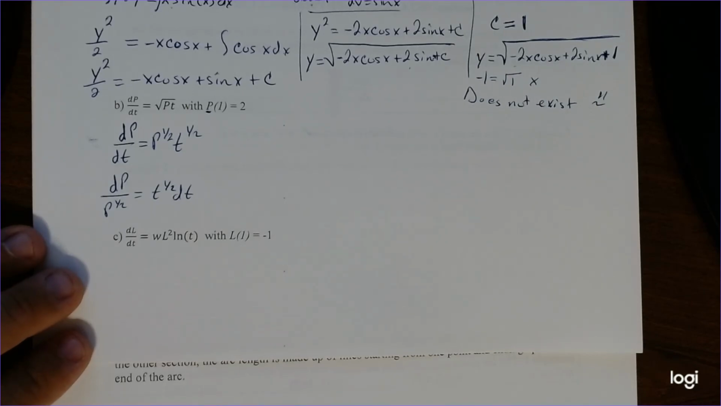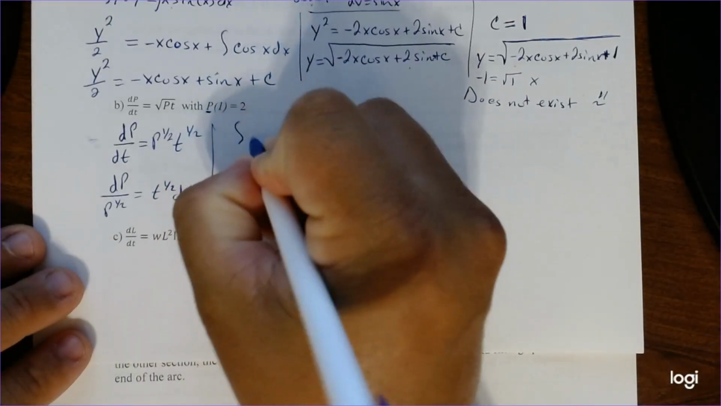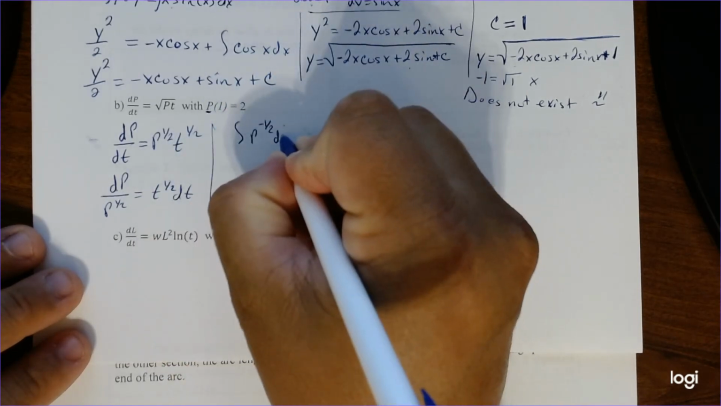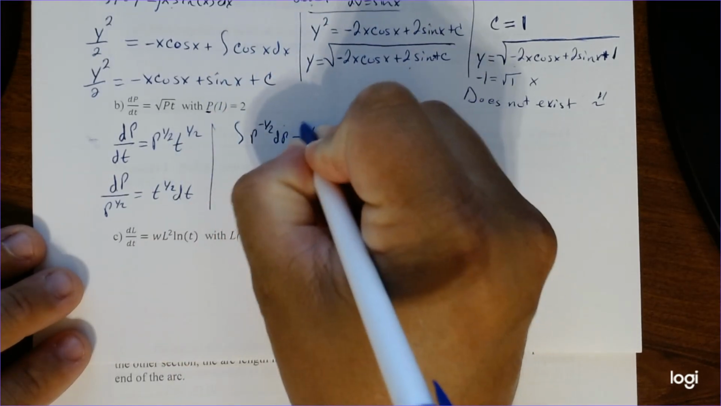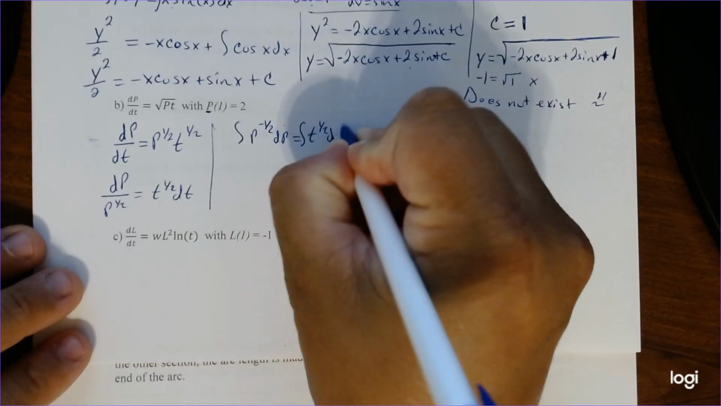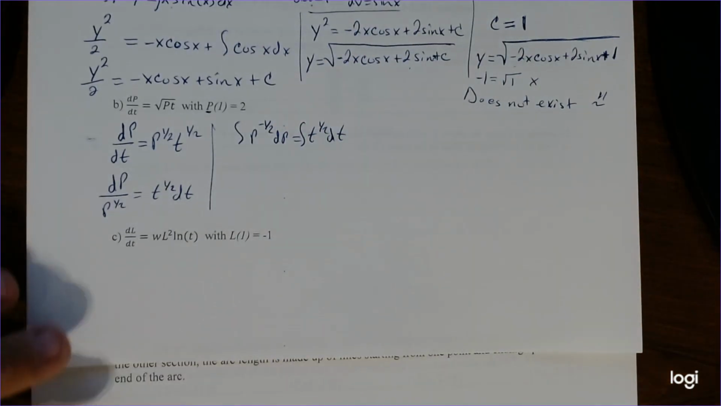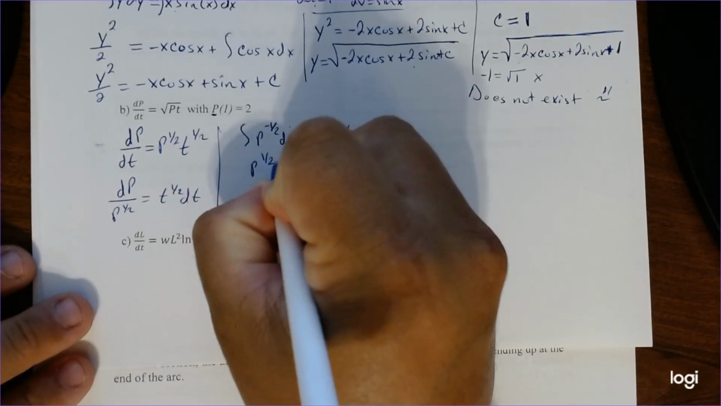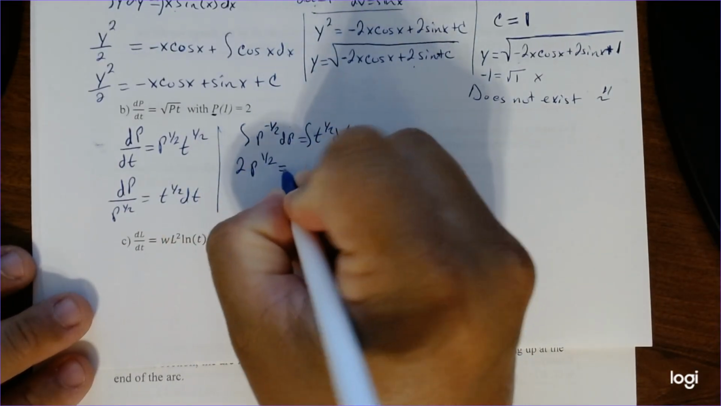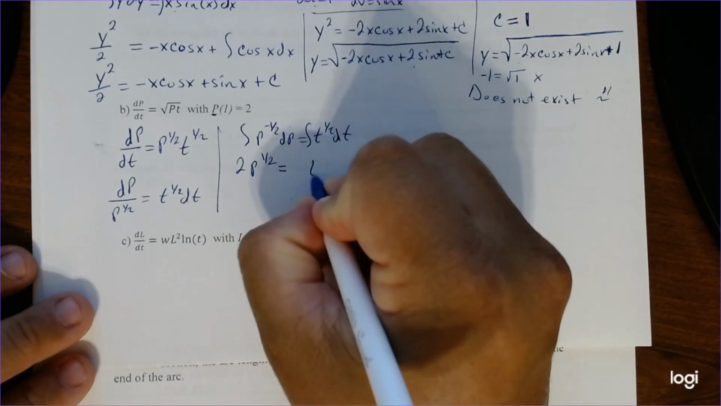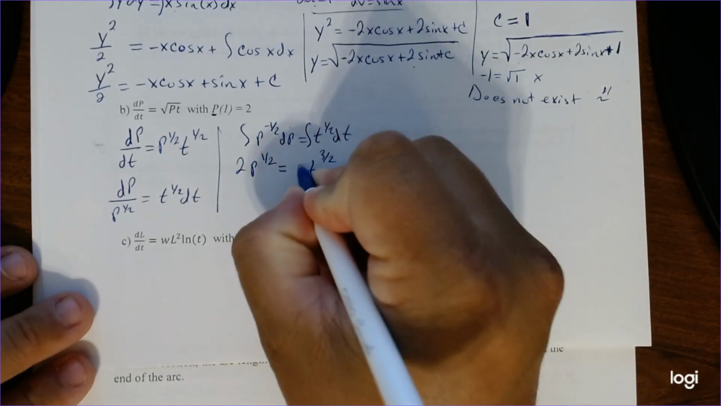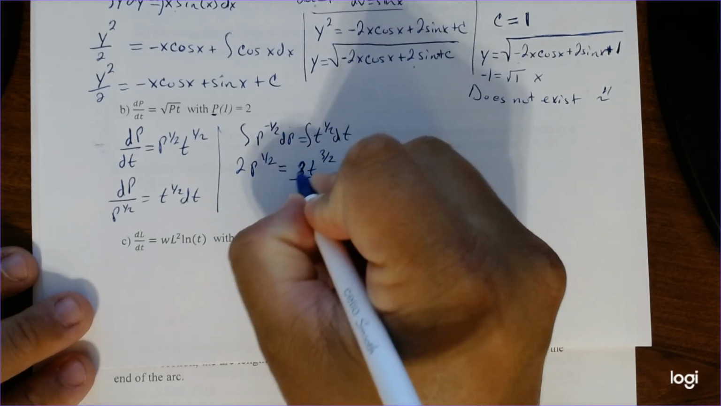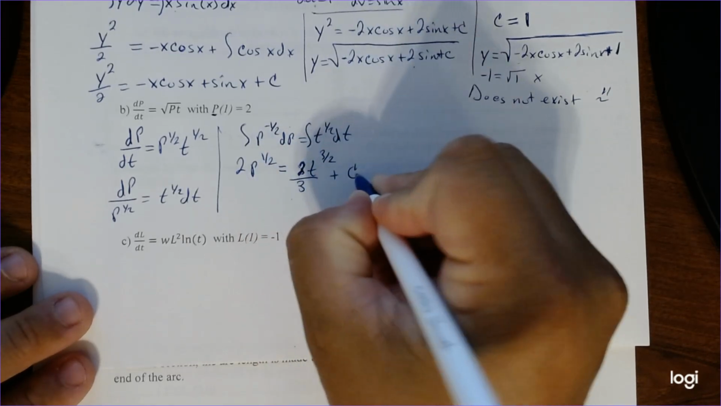Okay, so if we take the integral, and again, I'm just going to put this at the top to make it easier. So it comes to a negative 1/2. Just take the integral of both sides, right? So integral of this is add 1, so add 1/2. So this is p to the 1/2, so 2. Over here, add 1/2. That's going to be t to the 3/2. So this is 3 over 2, 2 over 3 plus c.